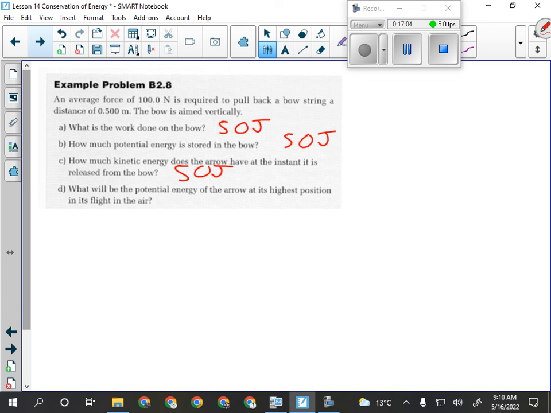Okay. What will the potential energy of the arrow be at the highest position in its flight? Its kinetic would be 0 at its highest position. When you shoot something up in the air, it goes up, up, up, but it goes slower and slower until it reaches its maximum height where it stops for an instant. It only has potential energy there. How much?